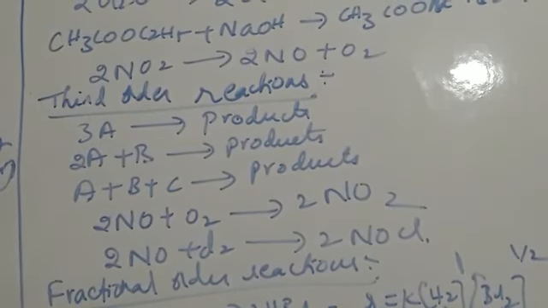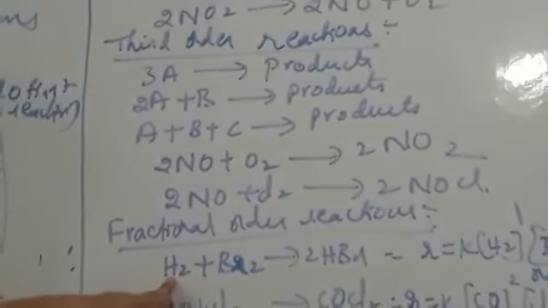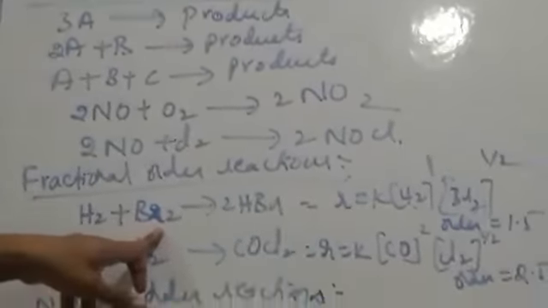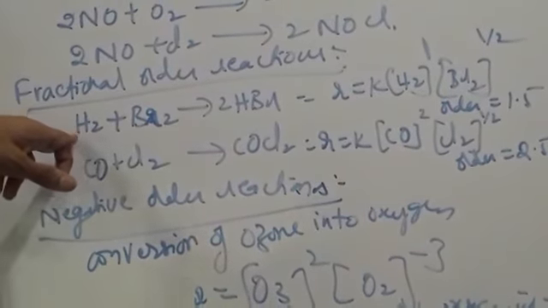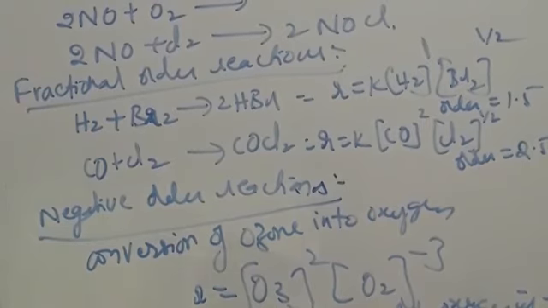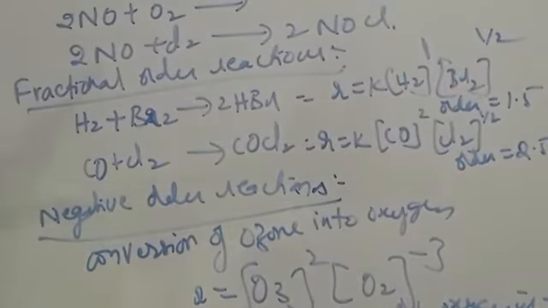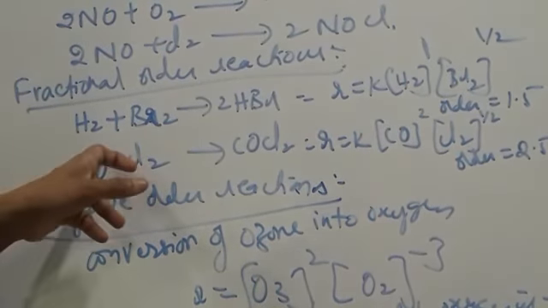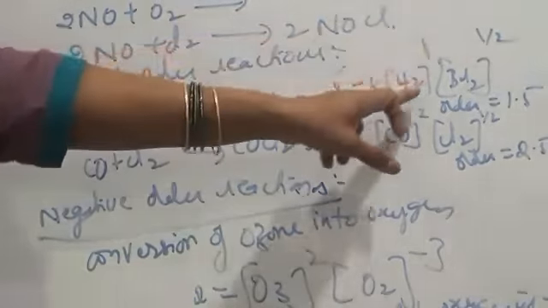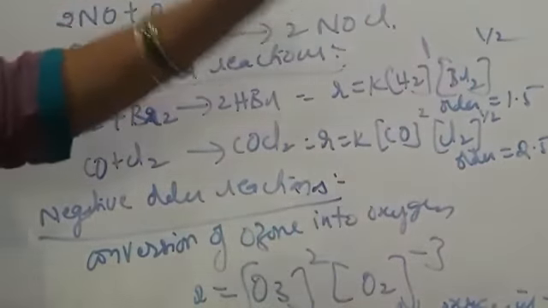Then coming to fractional order reactions. The reaction between hydrogen and bromine. According to the reaction, 1 mole of hydrogen and 1 mole of bromine are there, but its order is 1.5. You know that order is experimentally determined. The experimentally determined order with respect to hydrogen is 1 and bromine is half. Sum of powers: 1 plus half, so 1.5.